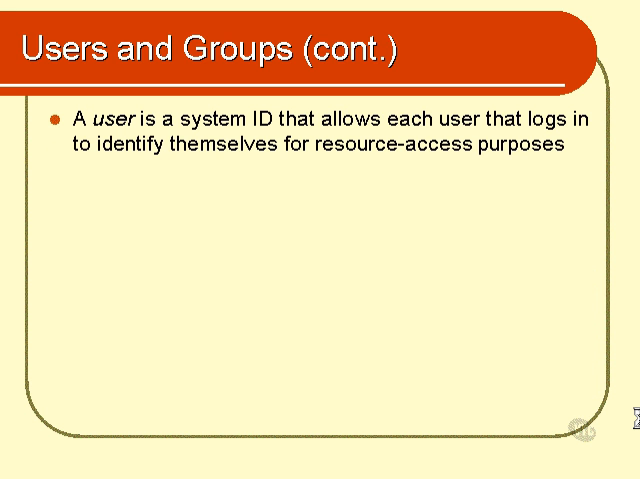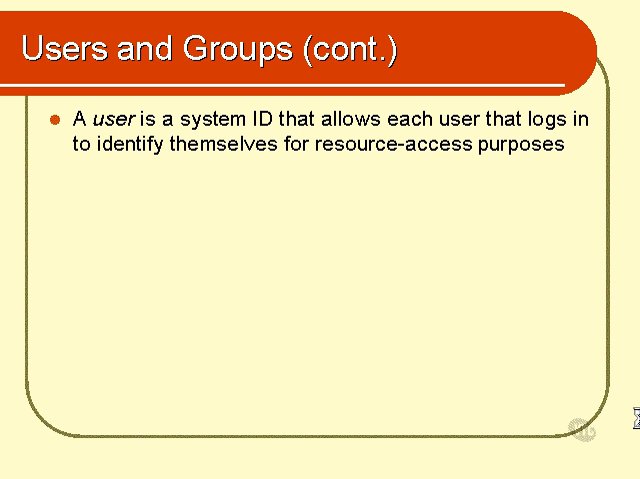Core to this particular chapter are two specific concepts. One is called a user. Now, most people are probably fairly familiar with what a user is. It's simply a system identification that allows each user that logs in to identify themselves for resource access purposes, in other words, for security purposes. So what that means is if we're going to have security on the system at all, if we're going to make sure that the right people are able to perform their actions in the right way and the wrong people are not allowed to, then we have to have some way of identifying who's who. That's what a user is.